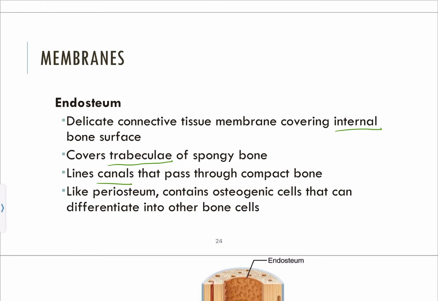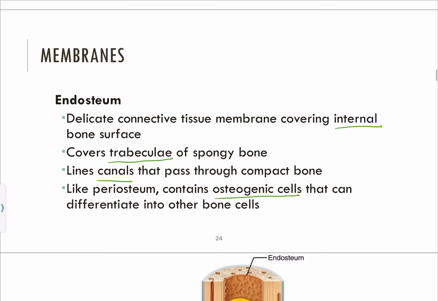There's going to be two canals that we're going to talk about. Everything, every space, cavity, hole, canal, anything on the inside of bone is going to be lined with endosteum. And like the periosteum, it also contains the osteogenic cells that can give rise to other types of bone cells.